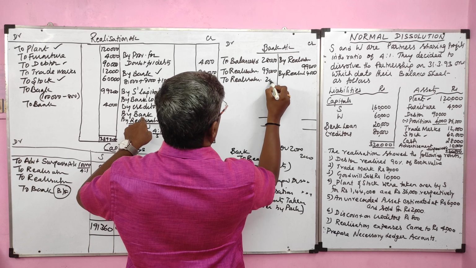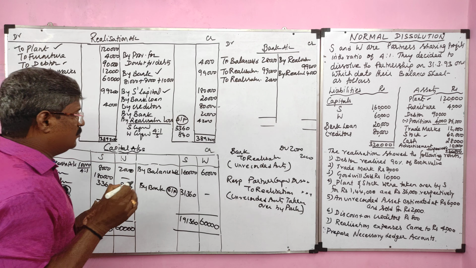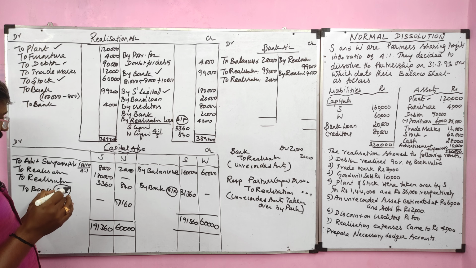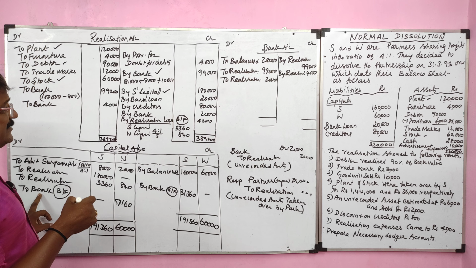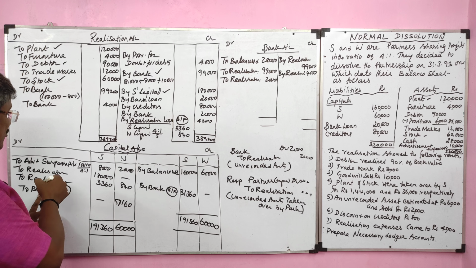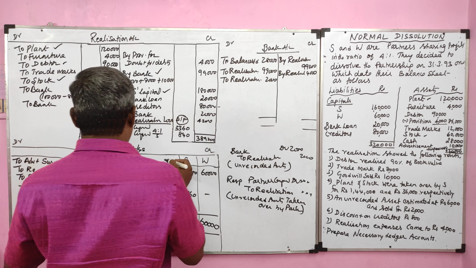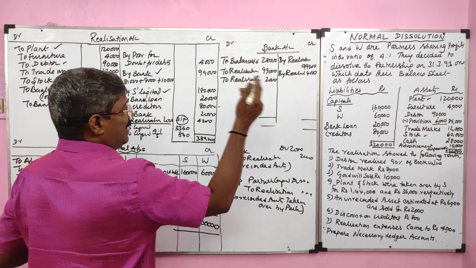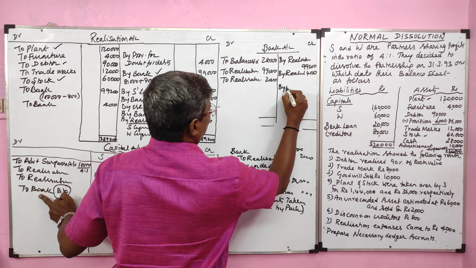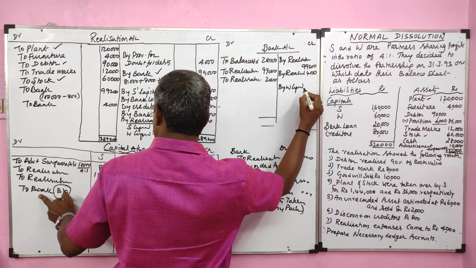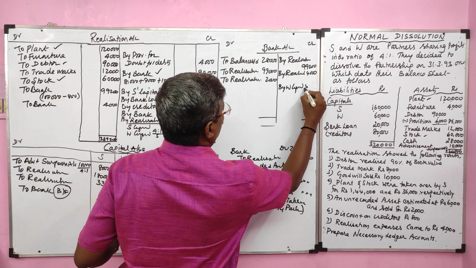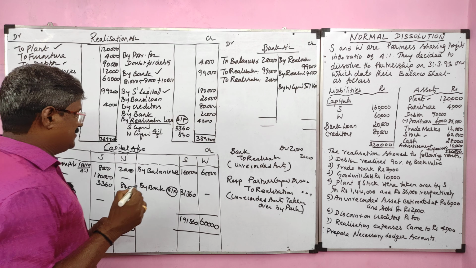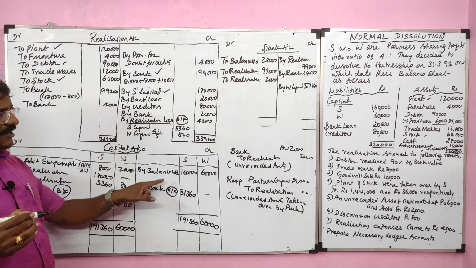Its value 2,000. Then move to the capital account, take the bank. Capital account debit side we have bank. It is a payment to W. The entry is W capital account debit to bank. Bank is recorded in the credit side. In journal entry bank is credited. So in bank account it will be recorded in the credit side as by W capital. W capital value 57,160.